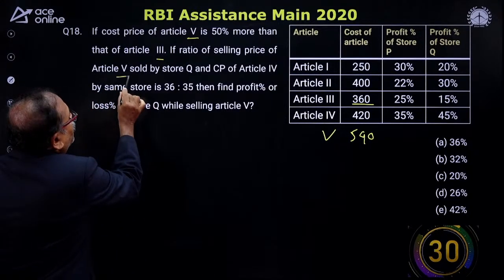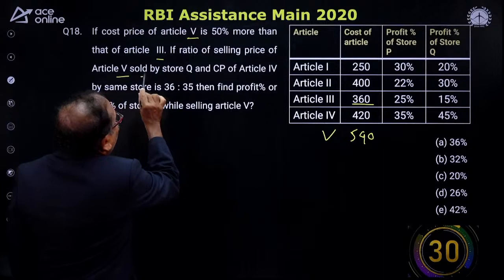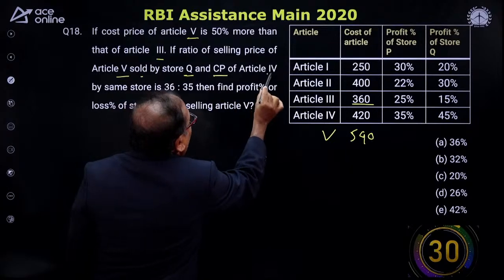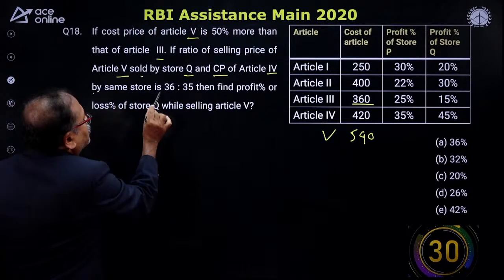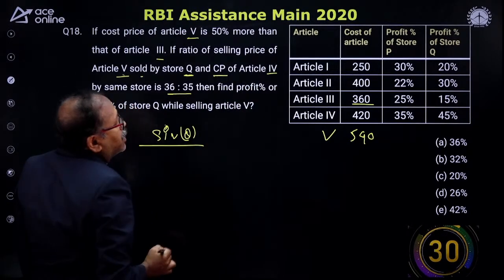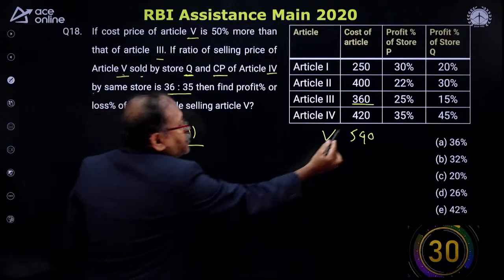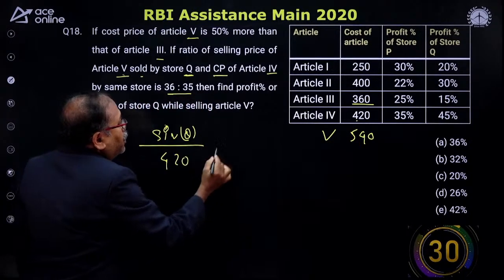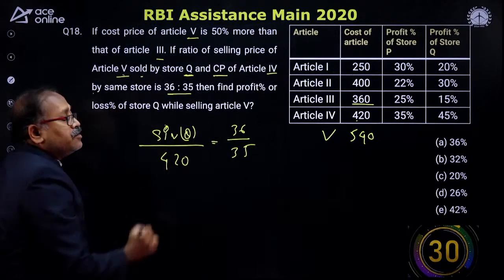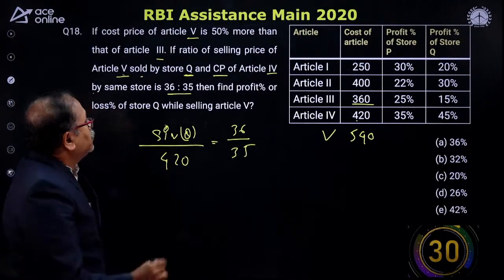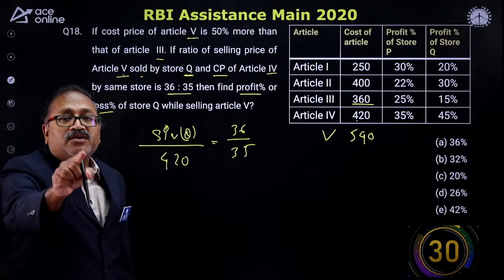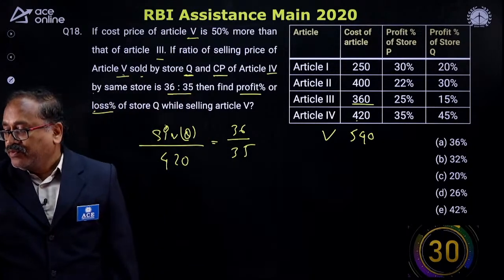And Article 5 is sold by store Q, and the ratio of the cost price of Article 4 by the same store to the cost price of Article 5, 420, is given to you as 36 by 35. So can I get the selling price here? Yes, I get the selling price here. So once I get the selling price, can I find out the profit or loss percentage? Yes, we can. Your 30 seconds starts now. Come on.